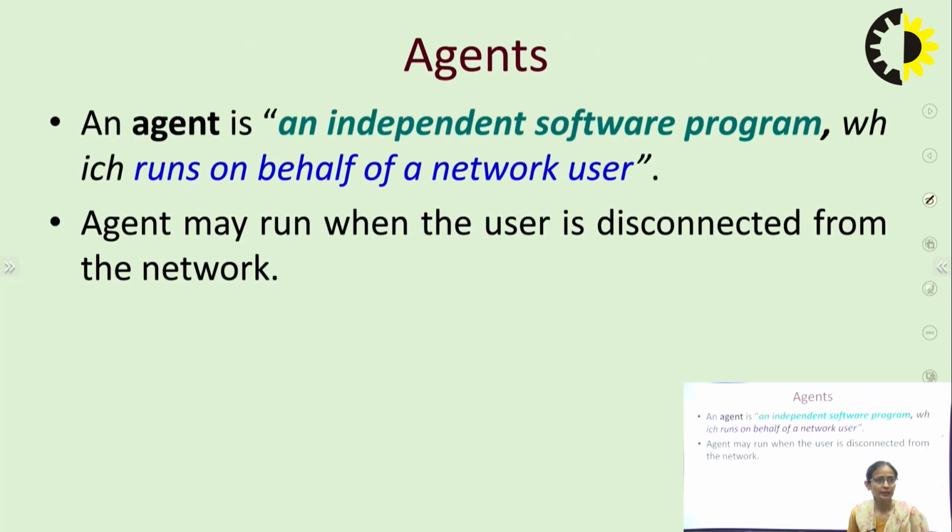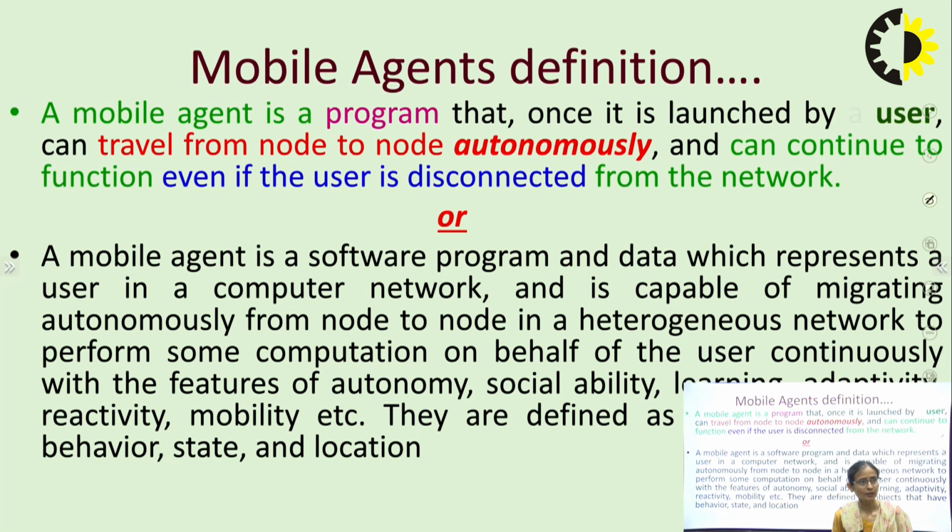So, we can say that an agent is an independent software program which runs on behalf of a network user. An agent may run when the user is disconnected from the network. That is the biggest advantage of the agent: they are running on behalf of the user, and if the user gets disconnected from the network, agents still continue with their operation. In the case of a mobile agent, what is happening?